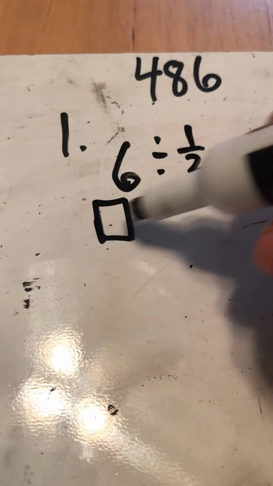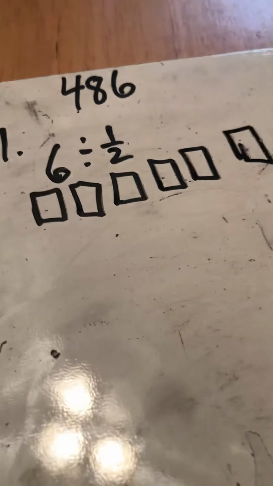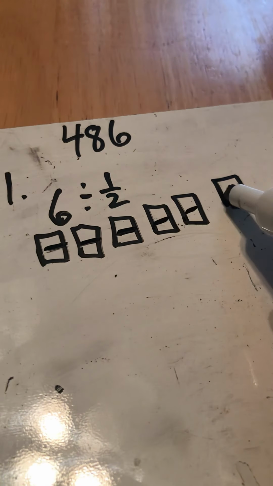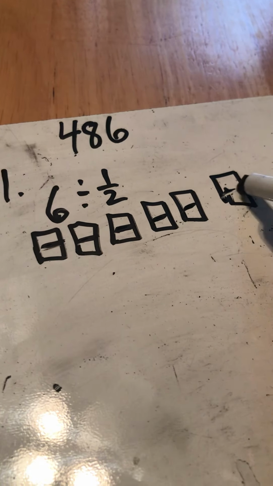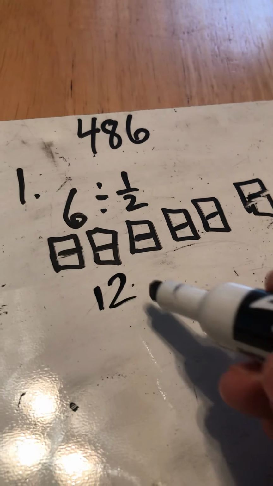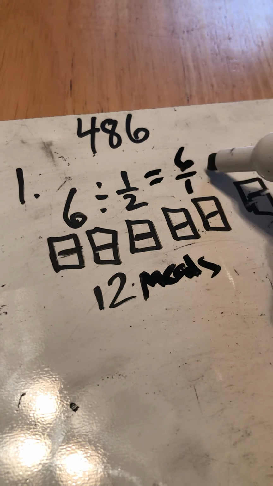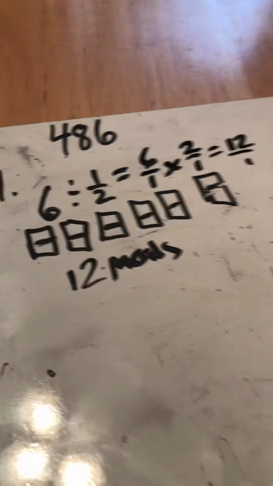Now you could draw this out. And you could break up each one into a half. And you would count 2. Break that up. 2, 4, 6, 8, 10, 12. So there'd be 12 meals in this bag. You could have also done it 6 over 1 times, still do the reciprocal, 2 over 1. We get 12 over 1, which is 12, of course.